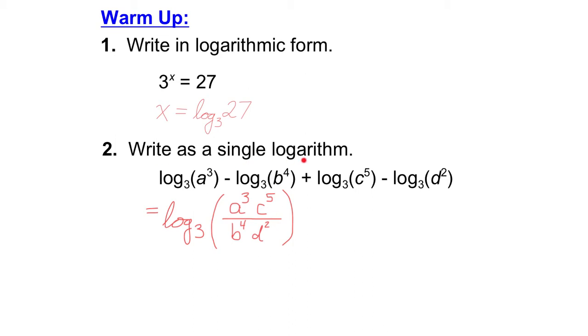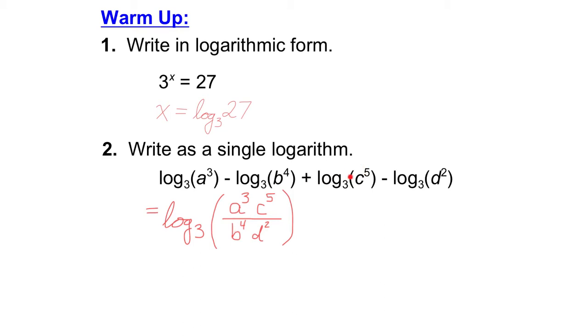Okay, as a single logarithm here, they all have the same base in each logarithm. So we just have to look, are we adding or subtracting? That tells us whether we're multiplying or dividing in here, in the argument. So a cubed, subtract b to the 4. So b to the 4 is being divided. It's being divided by that, rather. So it's on the bottom of the fraction.